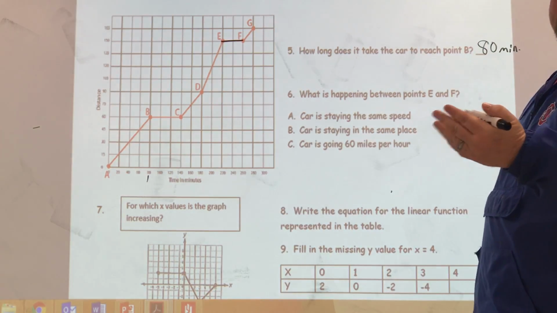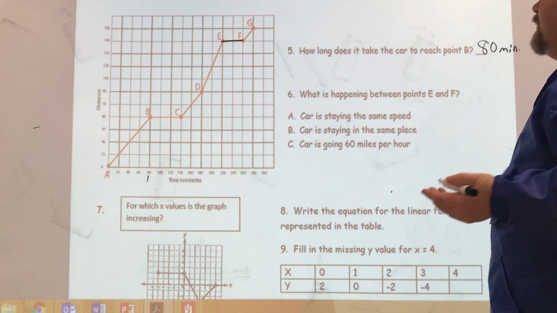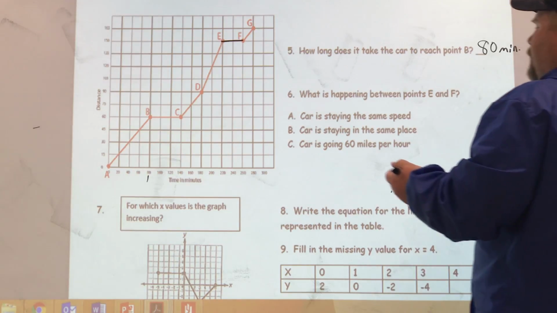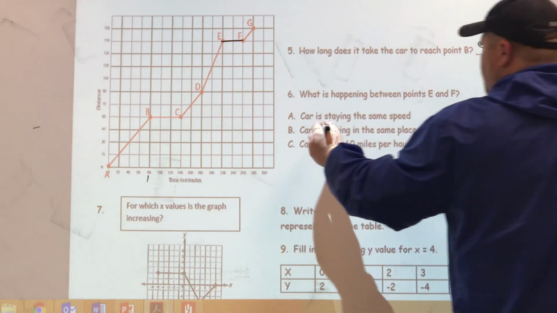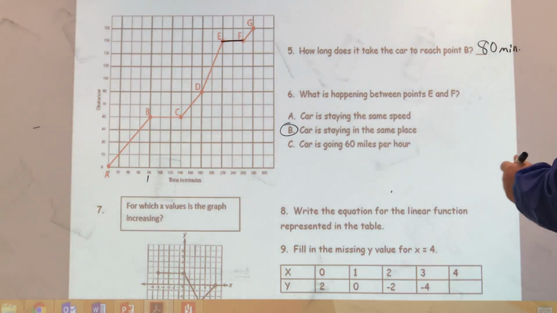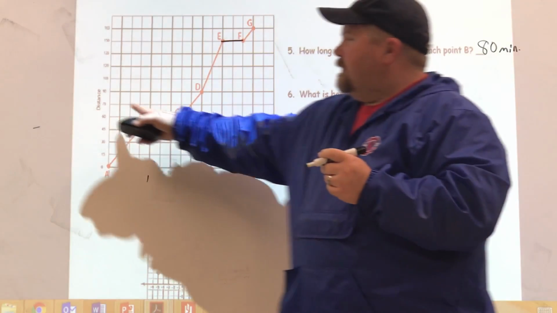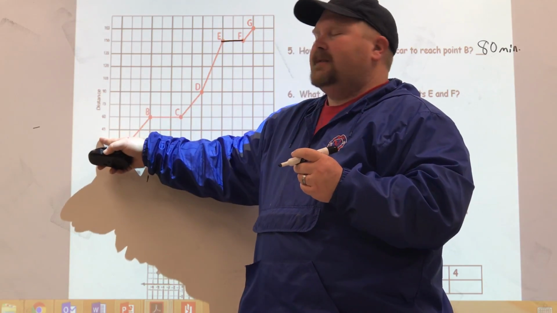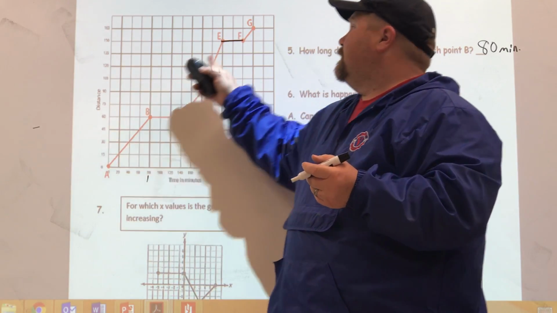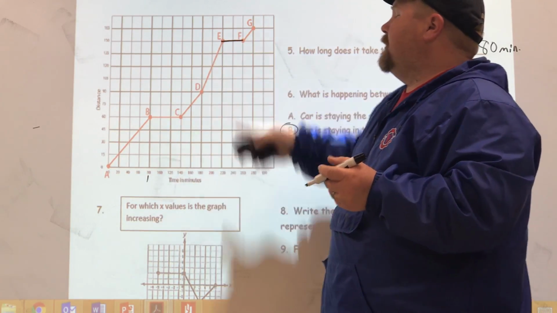We haven't moved anywhere. We haven't gained any mileage. So what's happening there is we are sitting still, or choice B, the car is staying in the same place. You would pick speed if this axis was in speed, but this axis is in distance, indicating that we have not traveled anywhere.